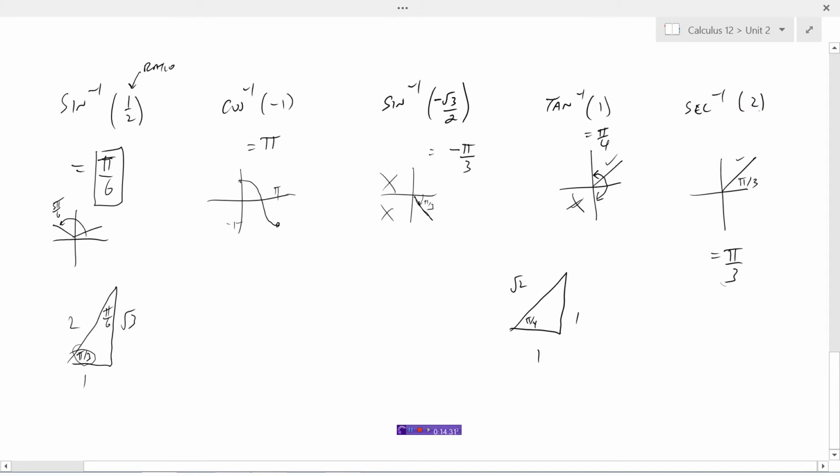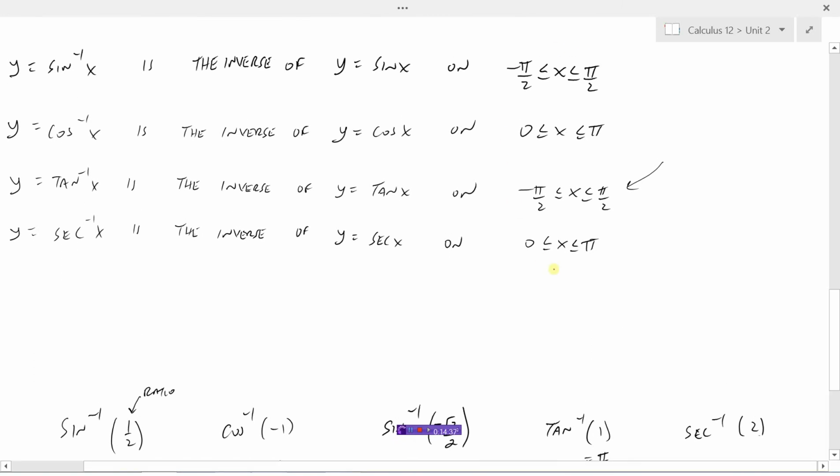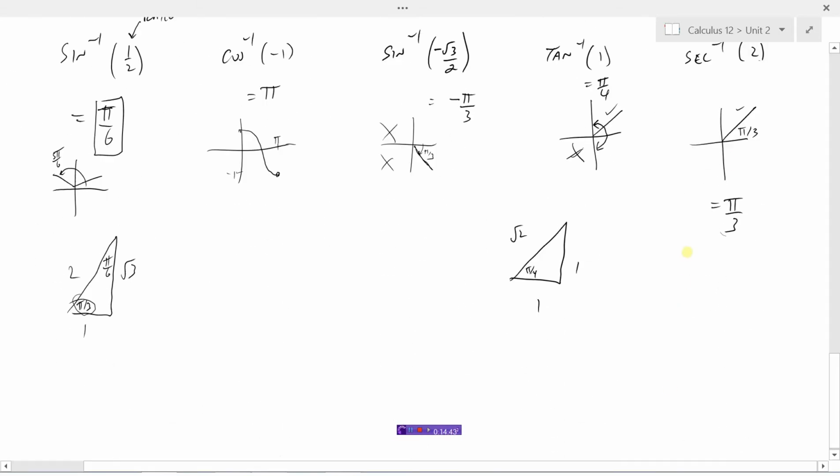So the only thing that's different, maybe, from what you did before when you were finding angles is we've got to make sure that the angle fits within the restrictions of the domains of these inverse trig functions.